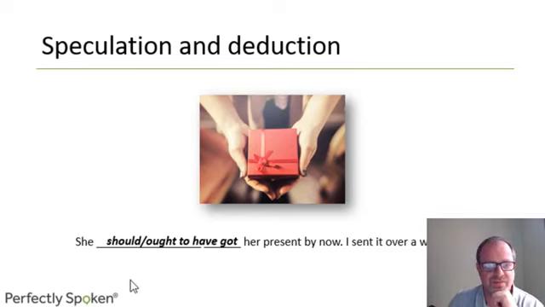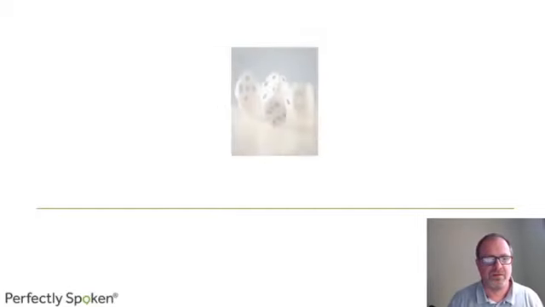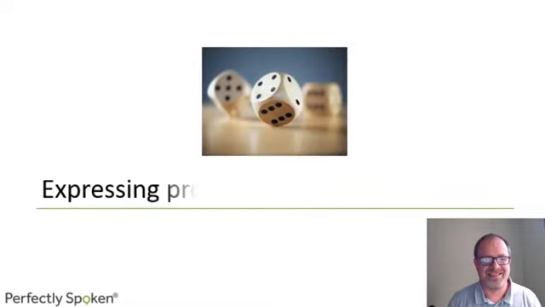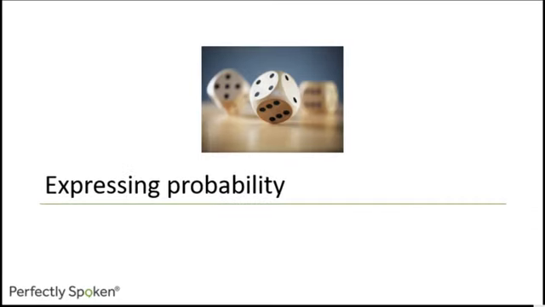Okay, some different possibilities. So moving on now, we're going to look at some adjectives and adverbs to talk about probability and certainty. We've looked at modal verbs to make speculations. We're now going to look at some adjectives and adverbs. So the first thing we're going to look at is expressing probability. And there are a number of expressions we can use.